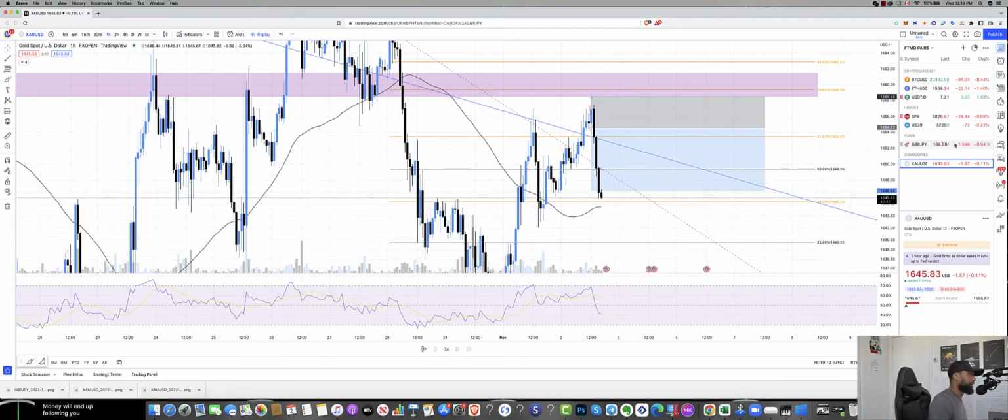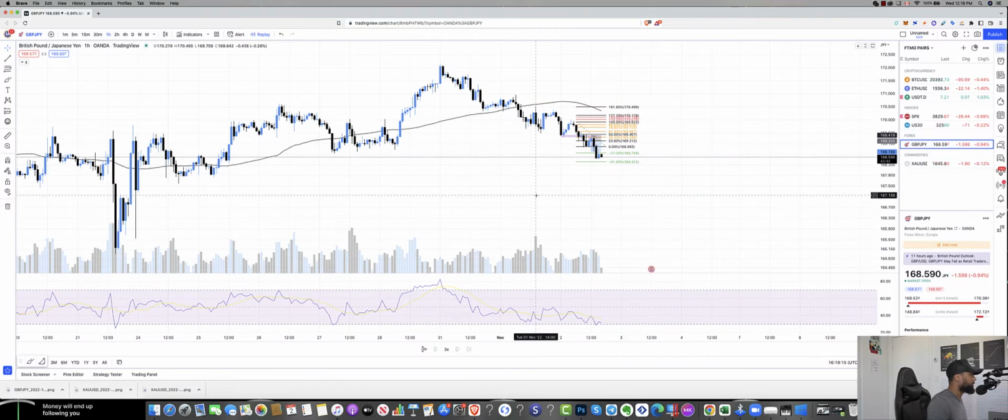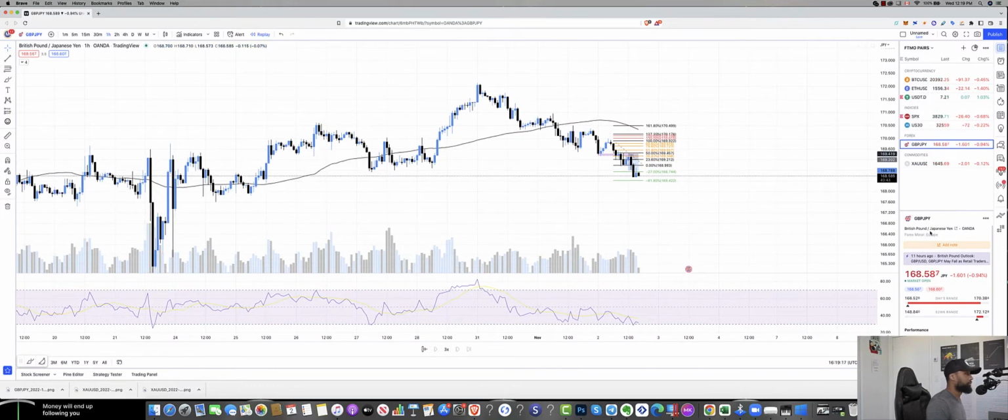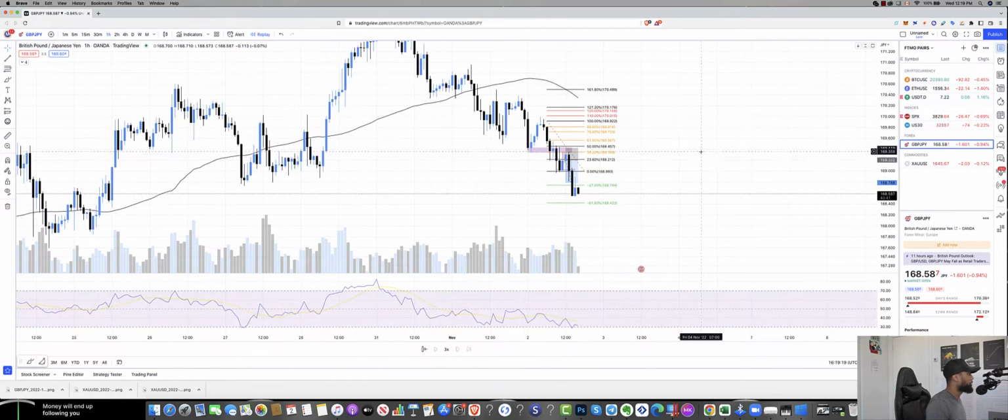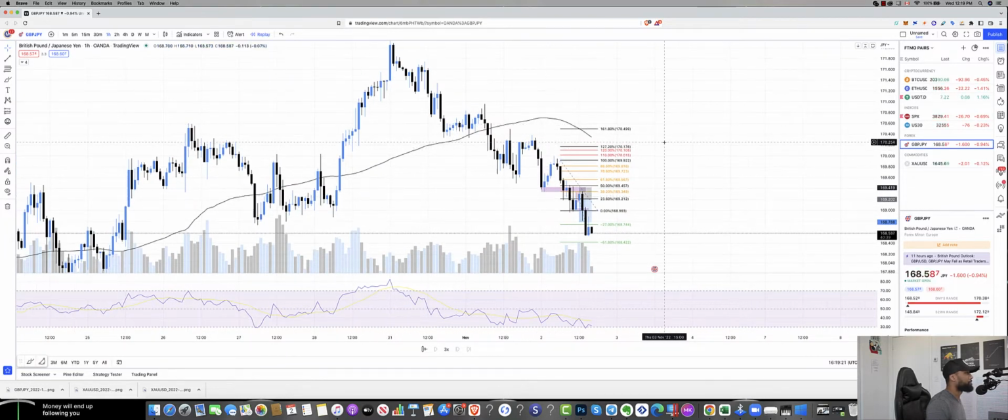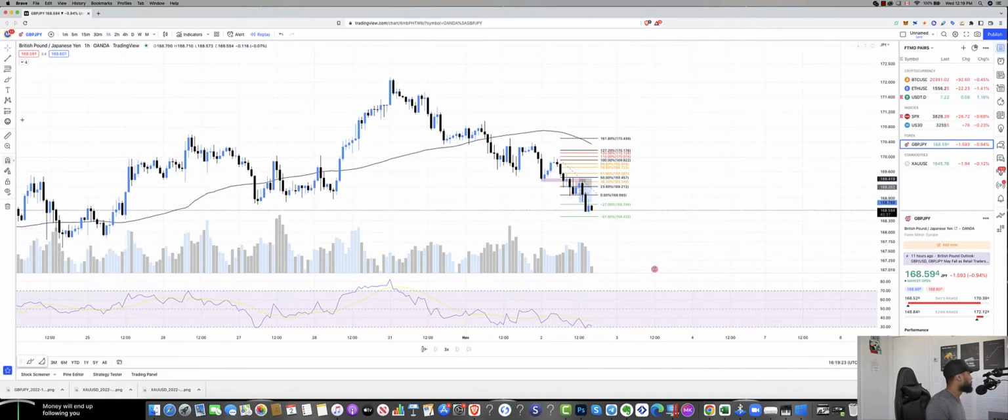Now the next trade we have over here is GJ, so GBPJPY. You can see that, similar to gold, which I didn't indicate on gold, we're on this downtrend, right? So we're on this downtrend right now. So I'm looking for sells. So that's what I'm looking for, right?